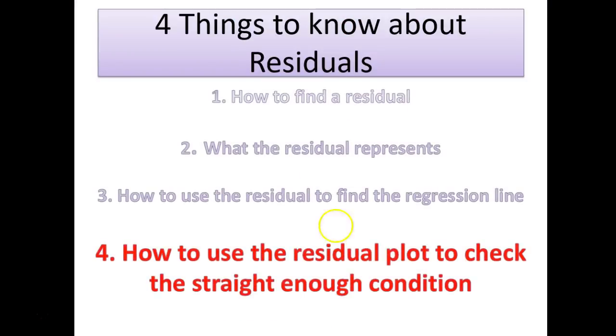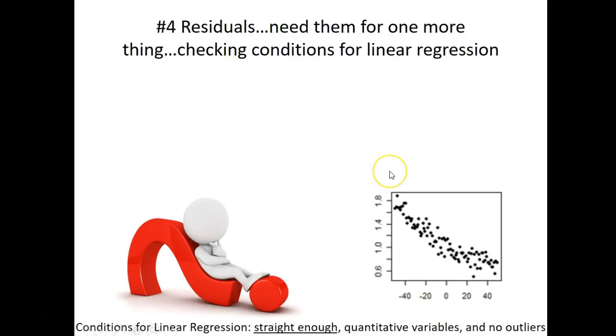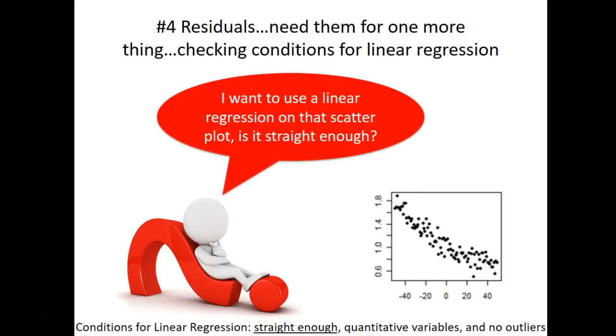All right, so now we've learned 3 things. Let's go to the 4th one, how to use a residual plot to check the straight enough condition. So residuals, we need them for one more thing here, checking conditions for linear regression, right? If I want to do linear regression, I need to make sure that it matches 3 conditions.